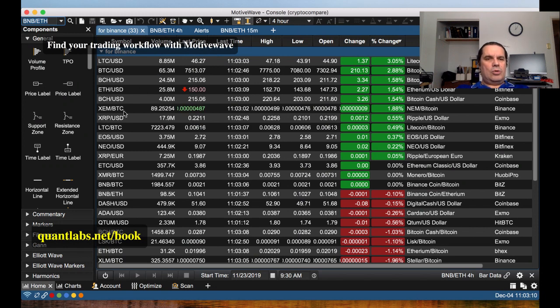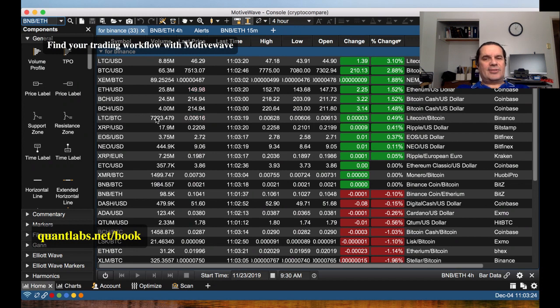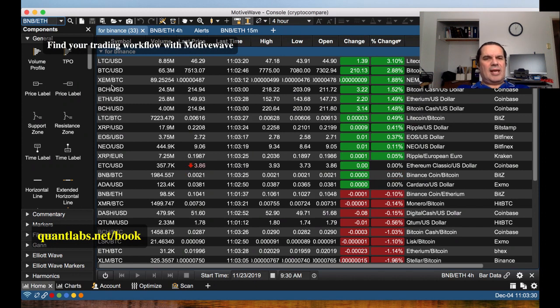Some of them are in USD, some of them are in Bitcoin, some of them are in Euro, and so on. But I'm still trimming out some of these. I'm always after the movers. So here we have Litecoin, Bitcoin. Looks like XEM is up. So these are moving pretty good. Bitcoin Cash, Ethereum, and so on.